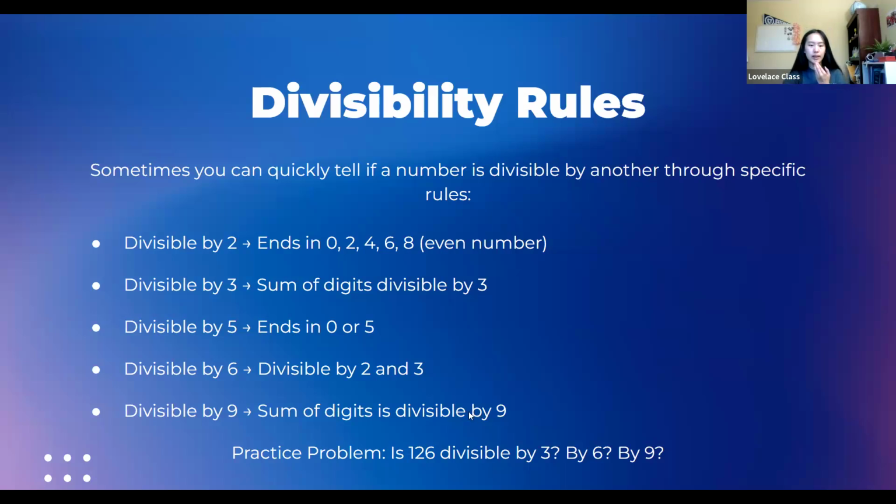Then you have 9. 9 is a really cool one. 9, just like 3, is that a number is divisible by 9 if the sum of its digits is also divisible by 9. For example, we know that 81 is divisible by 9 because 8 plus 1 equals 9, and 9 is divisible by 9. But 73 is not divisible by 9 because 7 plus 3 equals 10. 10 is not a multiple of 9. So that's kind of how you tell with 9.